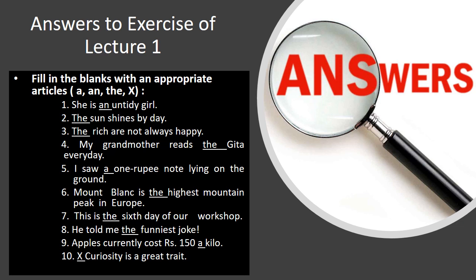Number 2, dash sun shines by day. So for the unique things, sun, moon, stars, sky, we use the. The sun shines by day. Number 3, dash rich are not always happy. The rich. So here we are referring to the whole class of rich people.